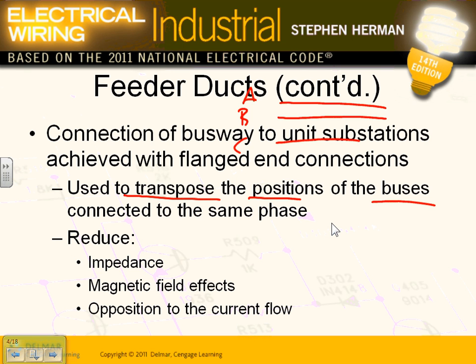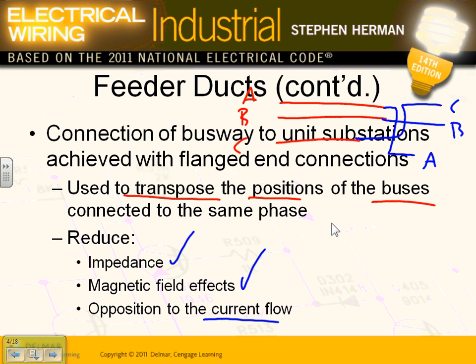To reduce the impedance, they transpose them. So this becomes phase A, this is phase B, and this is phase C. They transpose the location. By doing it this way, they reduce the impedance of the AC system. Who cares? Less voltage drop, less losses in the line. They call it transposing the buses, moving them from one location to another, flip-flopping certain phases. It reduces the magnetic field effect. Opposition to the flow of current is less, so you have less losses and less voltage drop.